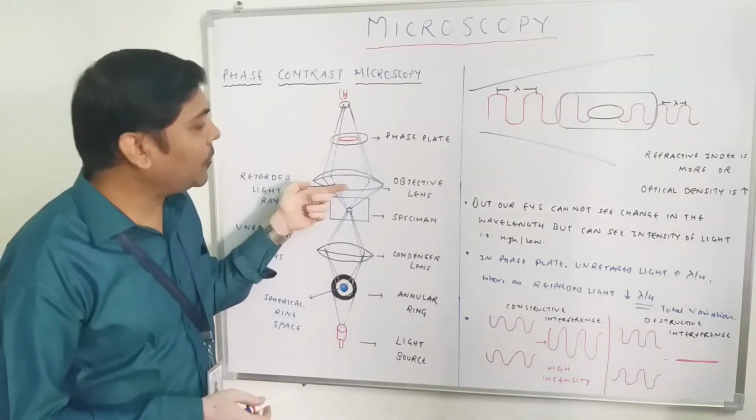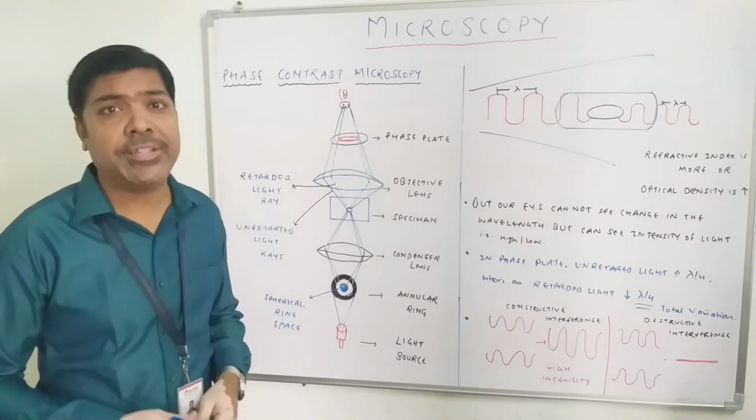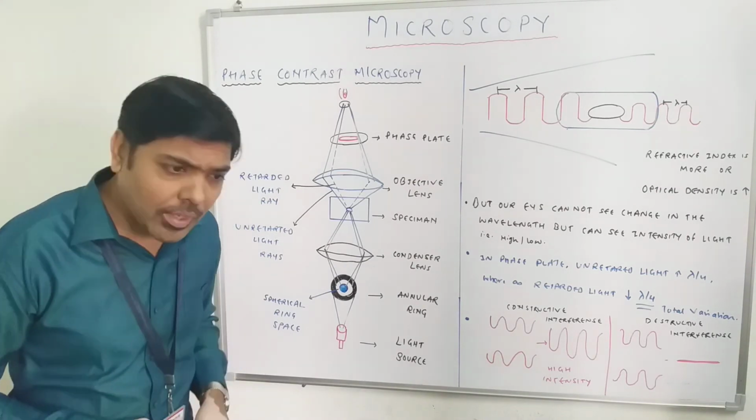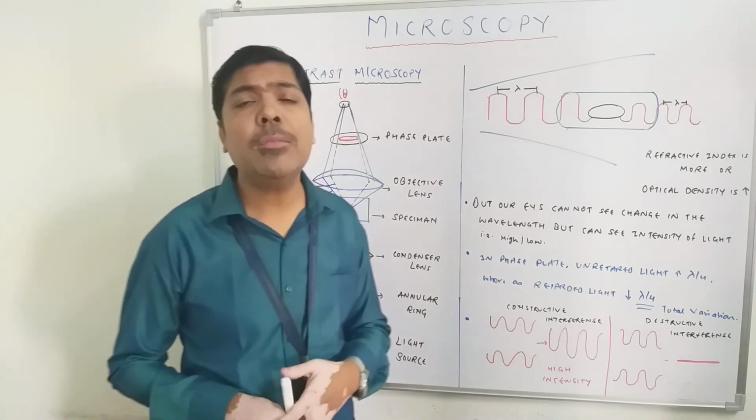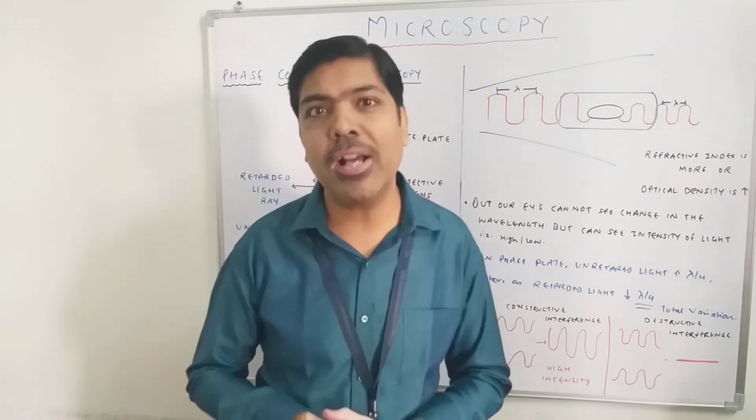Then with the help of the objective lens, it will be focused towards the phase ring. Now the phase ring also has a special function in the case of phase contrast microscopy.